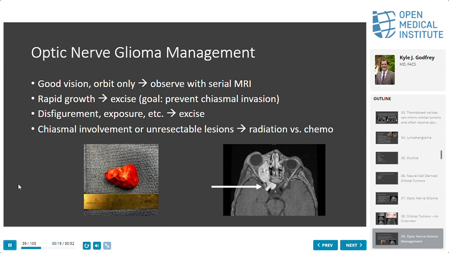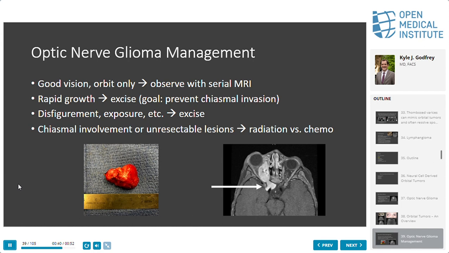In patients who are demonstrating rapid growth, the goal is to prevent this chiasmal invasion where it's actually becoming a brain tumor that may be challenging to treat. So those ones that are either growing rapidly, producing functional deficits, certainly in patients who have no vision, the goal is then, you kind of lost the battle with the eye, and the goal is to prevent them from developing a brain tumor. Those are the ones that you'll excise.